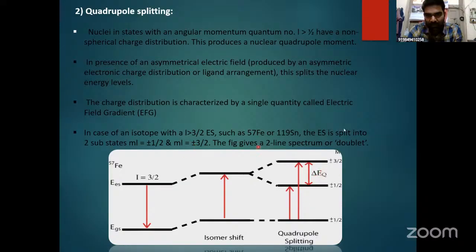So there will be two substates, right? They are split into two substates, that is ML equals plus half, or else ML equals plus 3/2. Okay, this is called the doublet spectrum. You can say it is the doublet spectrum. This is the quadrupole spectrum.